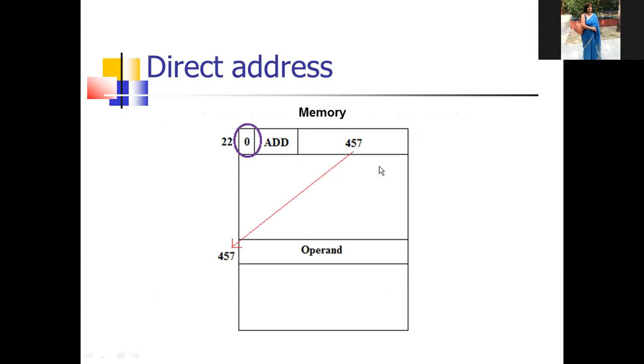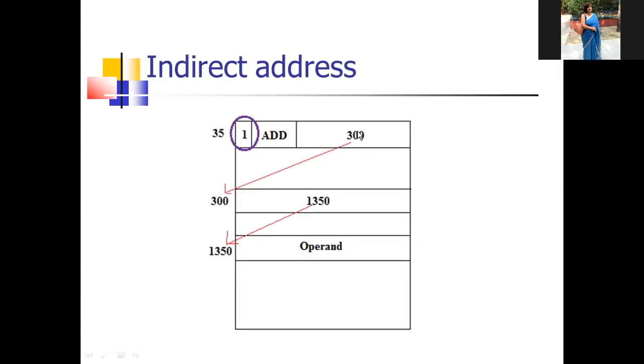This is the example of direct, which I already have shown you. You need to go to the 457th location in order to pick up the value of the operand. Directly you get the value of the operand. In case of indirect, first you go to the 300th location, and there you get the value of the address, in order to get the final value of the operand.